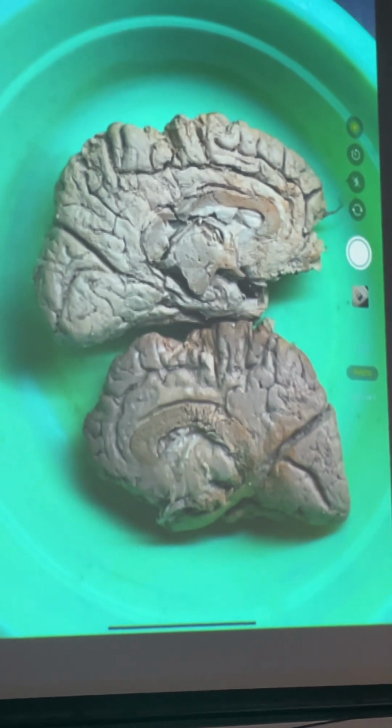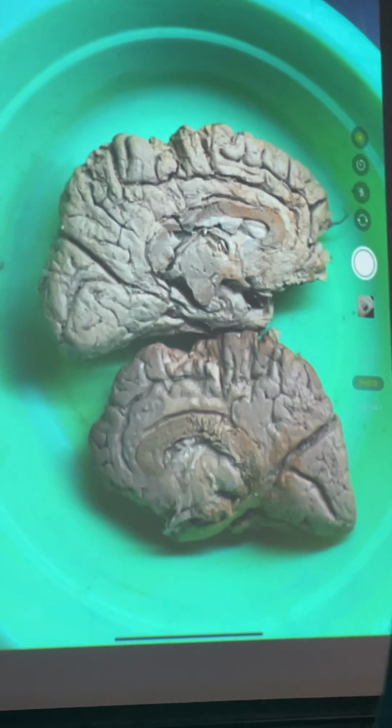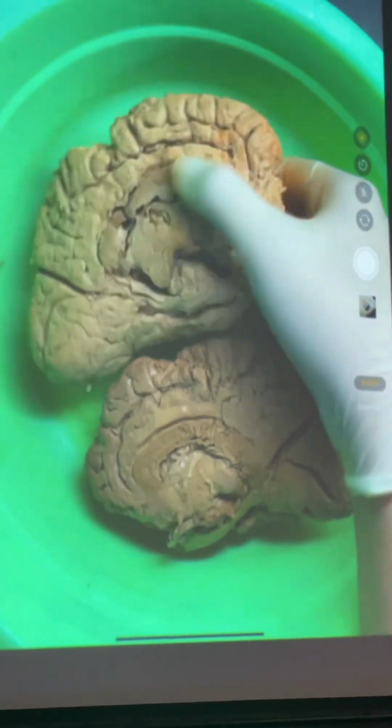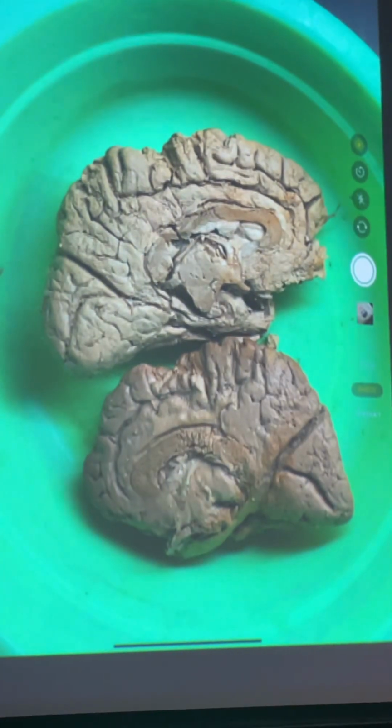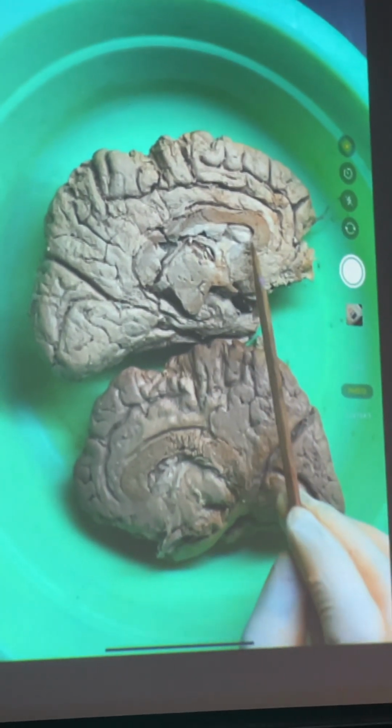Okay, so we're done with the medial surface. Let's go with the lateral. The basal. Okay. What did I miss? Cingulate. Yeah, sorry. Thank you.